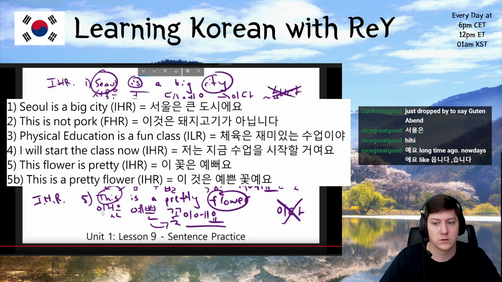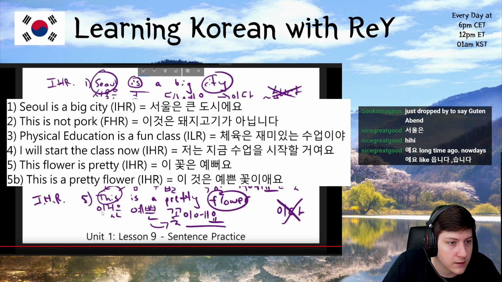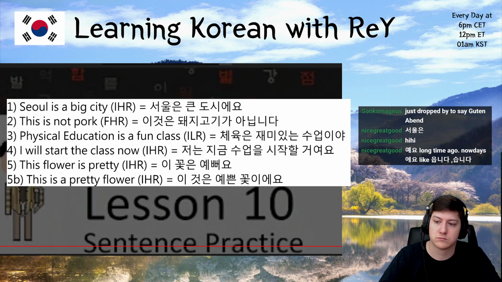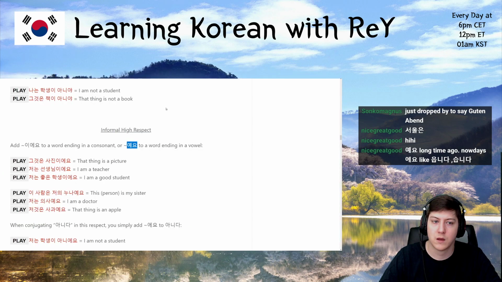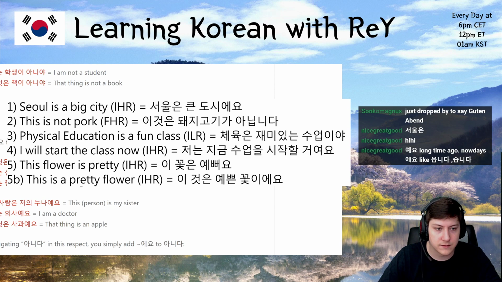No. Oh, it's 이에요. Ah, man. 이에요. God damn it. 이것은 예쁜 꽃이에요. Well, that was fun. I hope you learned a lot. Yeah, okay. So, those were our sentences.